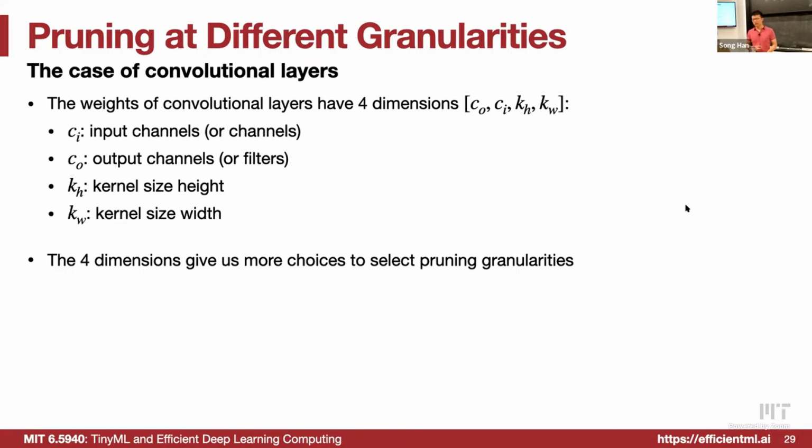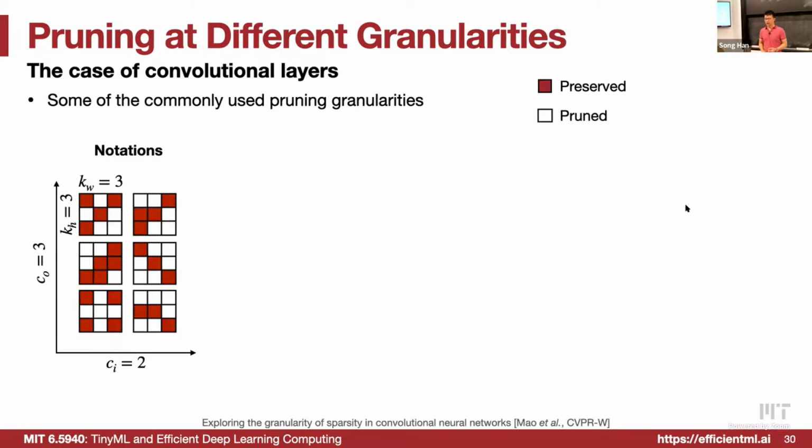Okay, so let's talk about the pruning granularity, not just for the FC layer, but also for the convolution layer. In the convolution layer, there are 4 dimensions for the convolution kernel. CI is the number of input channels. CO is the number of output channels. And we have KH and KW for the kernel's height and kernel width. And these 4 dimensions give us more choices, more degrees of freedom to select the pruning granularity.